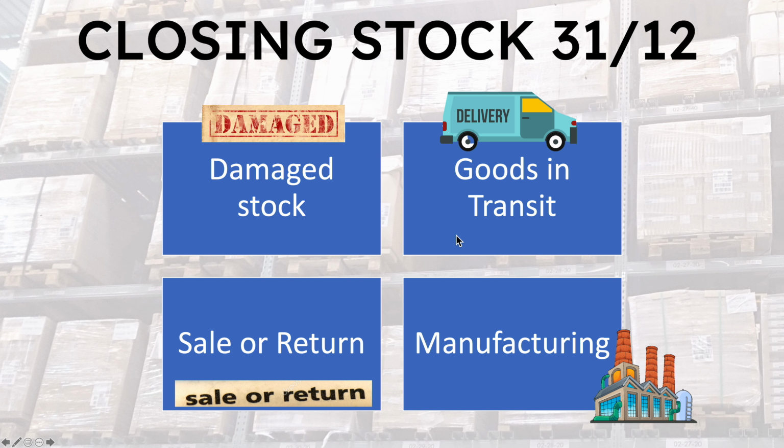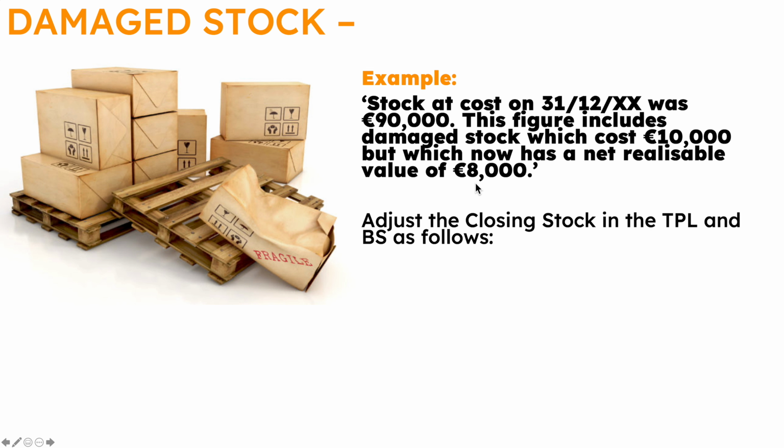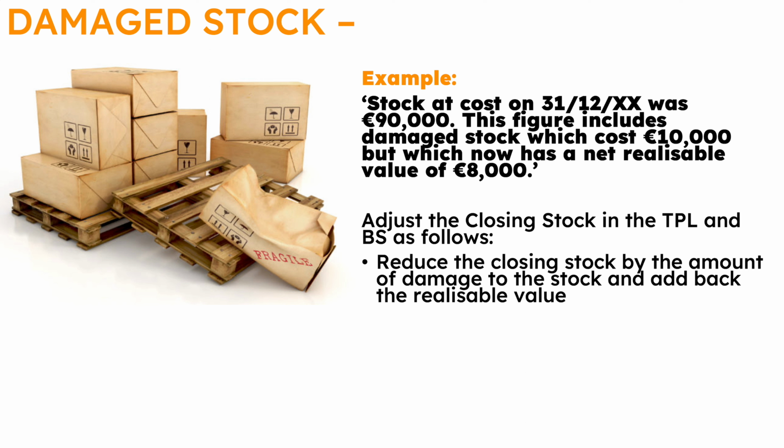So with damaged stock, basically we just have some damaged stock at the end of the year. So we have, for example, stock at cost on the 31st of the 12th, whatever year, was €90,000. This figure includes damaged stock which cost €10,000 but which now has a net realisable value of €8,000. So how do we deal with this? We adjust the closing stock in the TPL and the balance sheet as follows. We reduce the closing stock by the amount of damage to the stock and add back the realisable value, so how much it's actually worth.